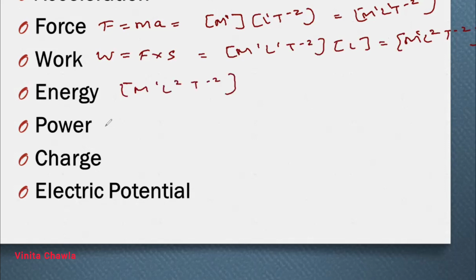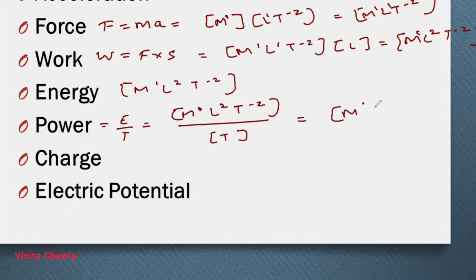Okay, and power is energy upon time. Write the dimensions of energy first. It is M1 L2 T minus 2. In the denominator we'll have T. So the dimensions of power, we have M1 L2 and T minus 3.